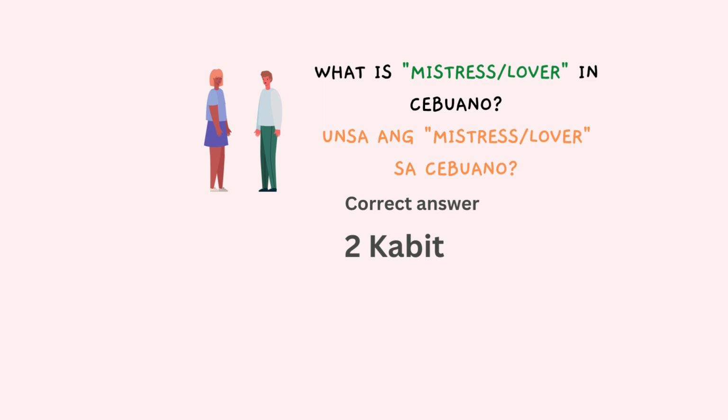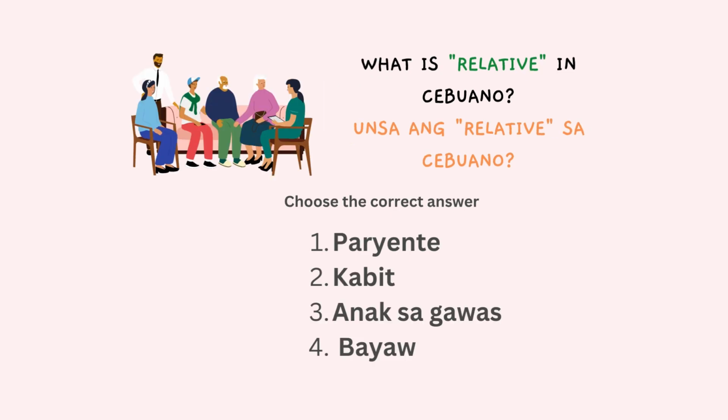Next one, unsa ang relative sa Cebuano? What is relative in Cebuano? Our choices are number 1, pariente. Number 2, kabit. Number 3, anak sa gawas. Number 4, bayaw. The correct answer is number 1, pariente.